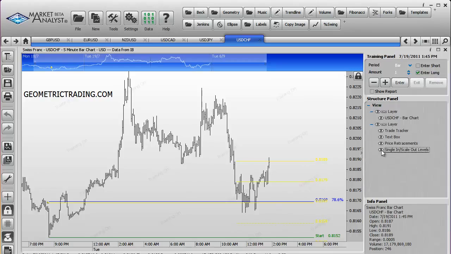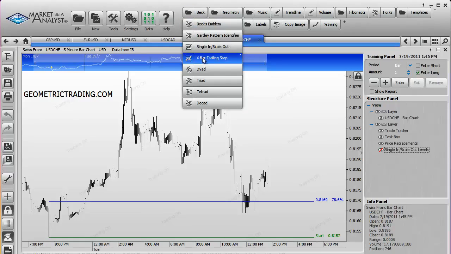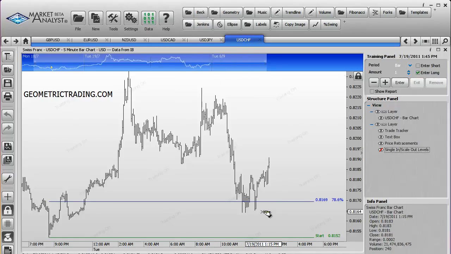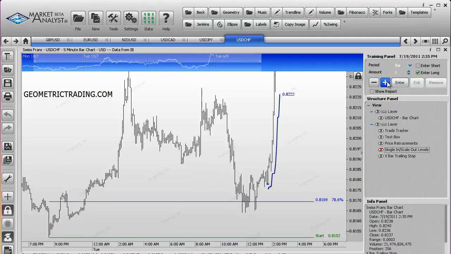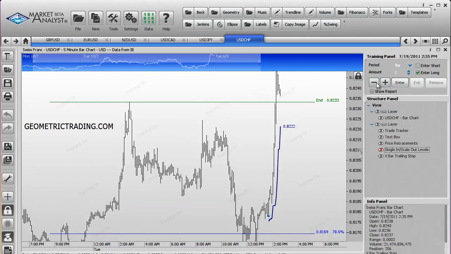I'm going to turn off the single-in scale-out levels now that we've achieved our second target, and now I'm going to apply the 3-bar trailing stop to this trade. Okay, so it's telling us that we should get out at 81.77. We're using the lowest low of the previous 3 bars, and I'm going to keep on adding some bars here. Stop moves higher and higher. Zoom in here a little bit more.